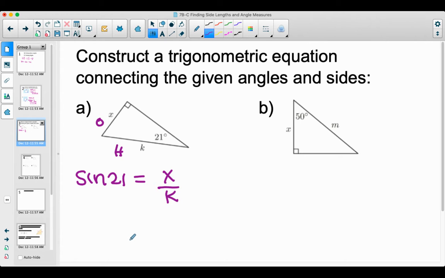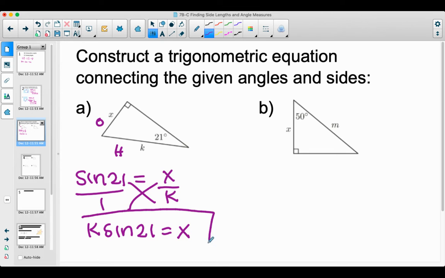And if we want to get x by itself, we can cross multiply here, and you get k sine of 21 is equal to x. And so whatever k would be, that would be how we would find x. Because it's a variable, we can't go any further than that, so that is the expression. And that is how you do sine, cosine, and tangent for side lengths.